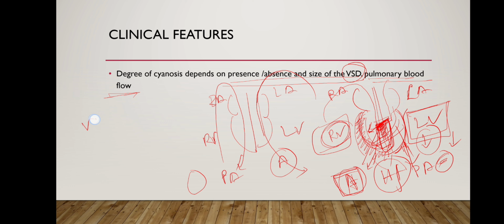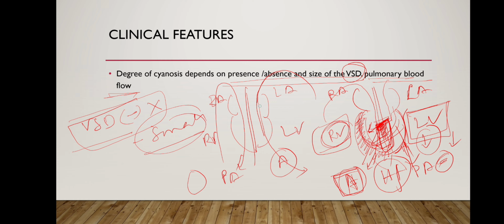That means if the VSD is not there, that means complete blockage is there, so there is cyanosis since birth. If a VSD is there and the size is small, then cyanosis appears 2 to 3 hours after birth, and the cyanosis may increase with age. And if there is a large or big VSD, then the child has a small amount of cyanosis, and the child suffers from CCF, that means heart failure.